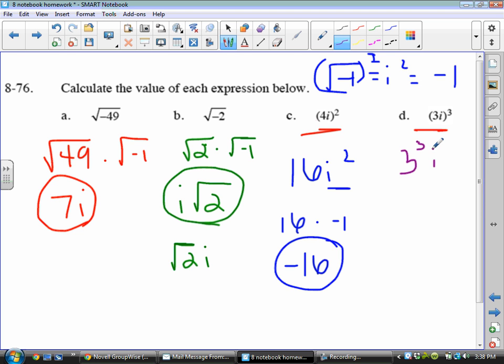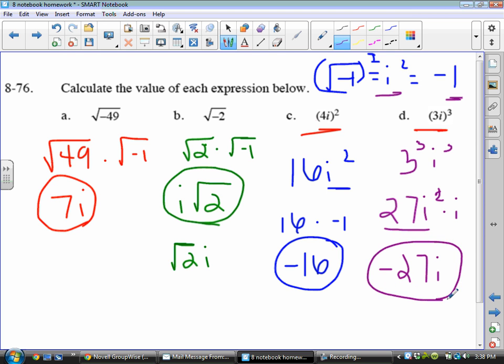Last problem is I have something cubed, so I'm going to have 3 cubed times i cubed. 3 cubed is going to give me 27. And i cubed, I'm actually going to break this down just like we broke down in parts A and B. I'm going to break it down into i squared times i to the first, or just the regular i. Okay? We know i squared is worth -1, so I have -27 right here. And I'm going to leave it as i. Okay, so that's going to be my final answer for D, -27i.